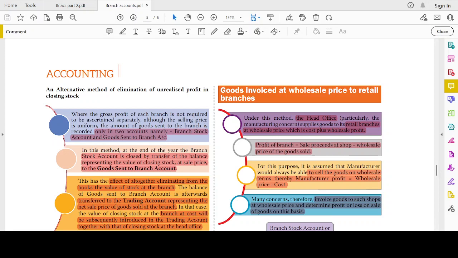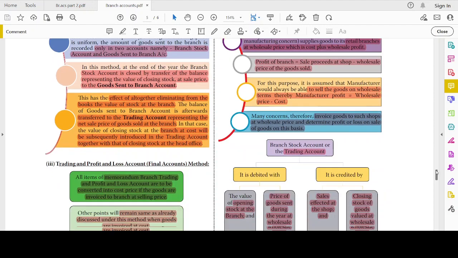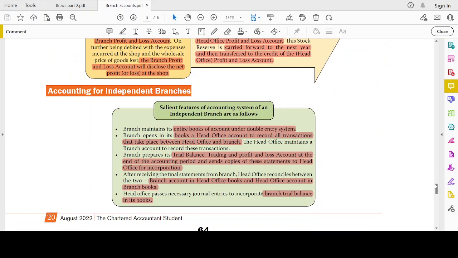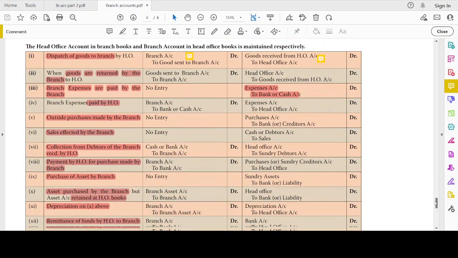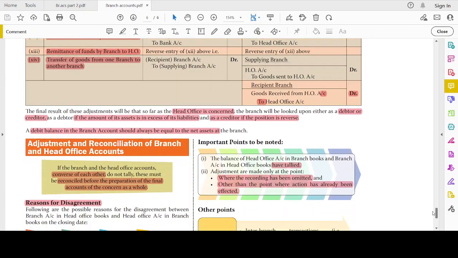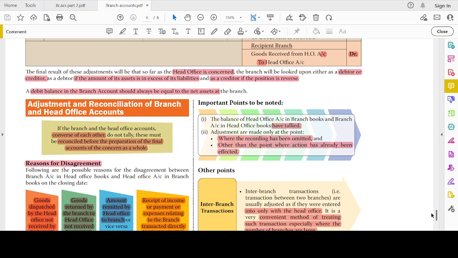Then these were the things, and then we moved on to discussing the accounting for independent branches. Independent branches are those branches where the policy is also governed by the branch itself, and the books of accounts are also maintained on a double entry system in the branch itself. Now, we also discussed the adjustment and reconciliation of head office and branch accounts. This will be there only when there are independent branches.